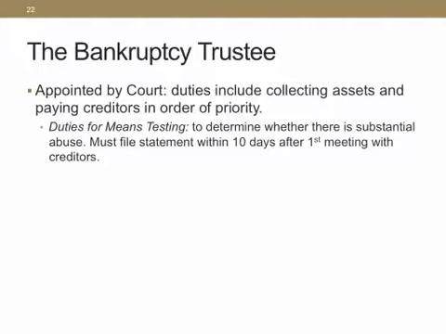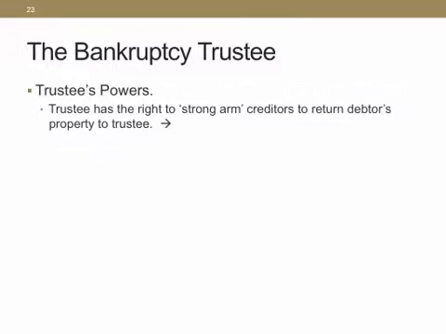The bankruptcy trustee is appointed by the court. Their duties include collecting assets and paying creditors in order of priority. And in terms of the means testing, they determine whether there's a substantial abuse. They file a statement within 10 days after the first meeting with the creditors. They have powers. The trustee has the right to strong-arm creditors to return the debtor's property.